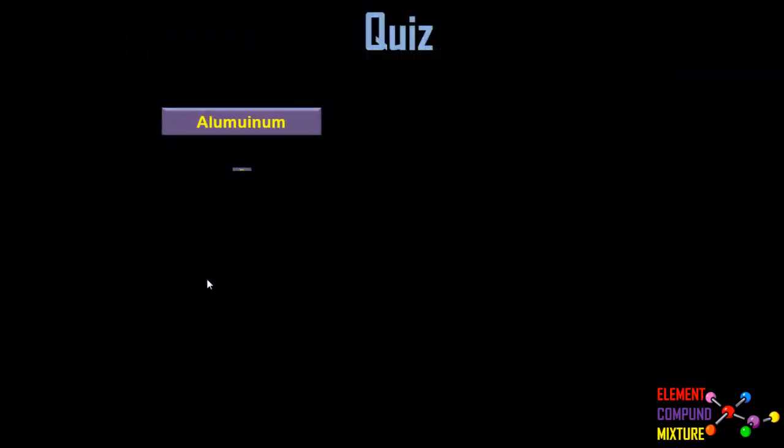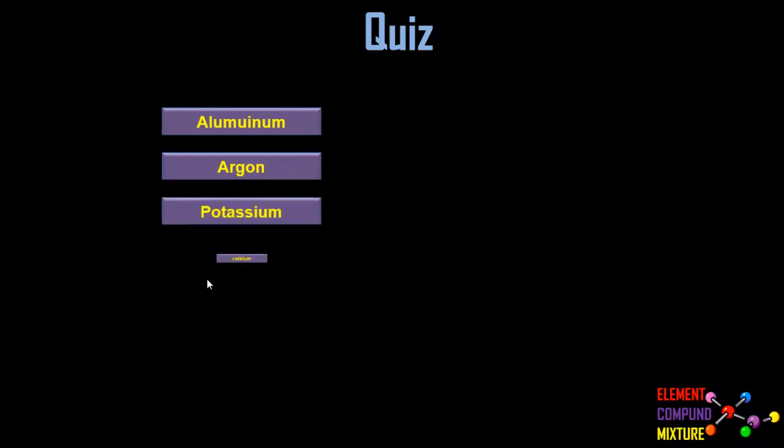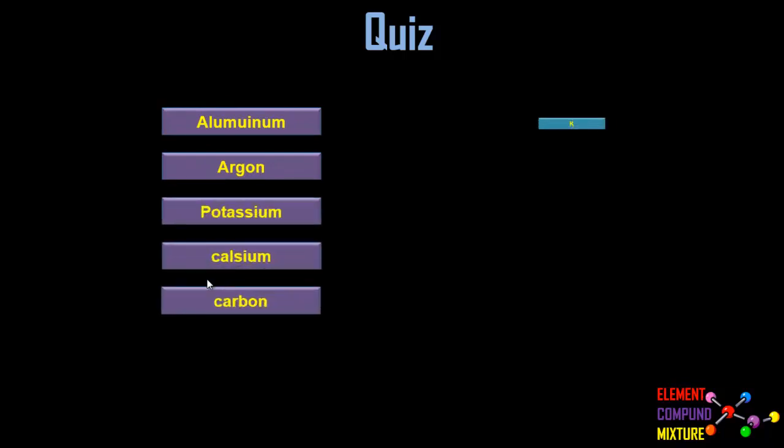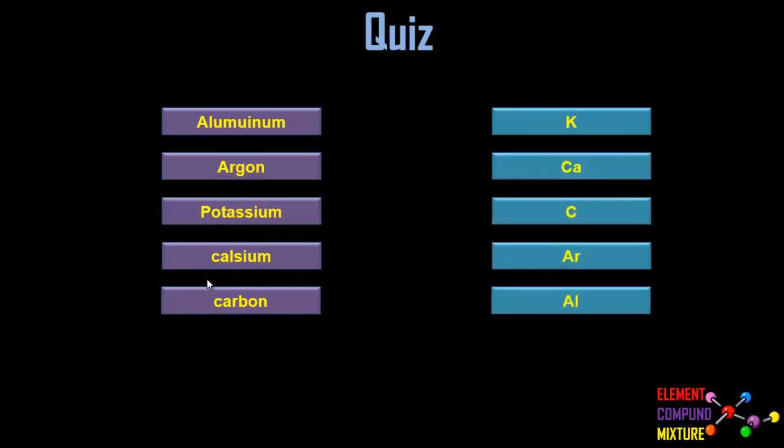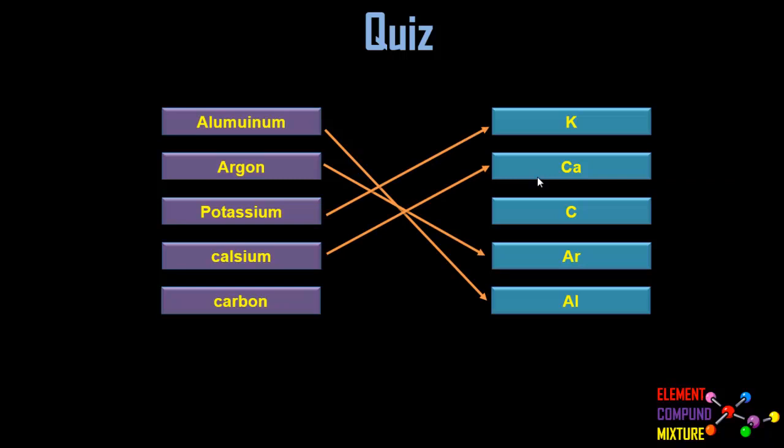Okay, now we have a quiz. I have aluminium, argon, potassium, calcium, carbon, and the symbols K, Cr, C, Ar, and Al. You must pair aluminium, argon, and the rest with the symbols. Okay, aluminium is Al, argon is Ar, potassium is K, calcium is Cr, carbon is C.